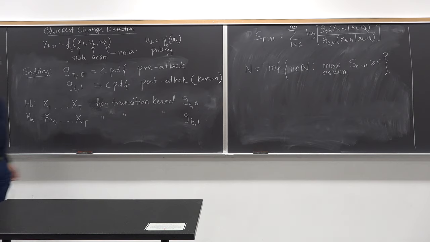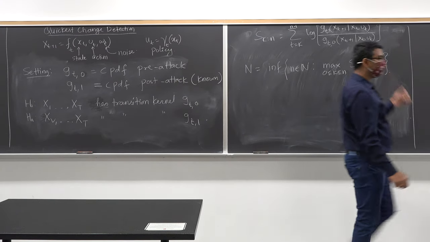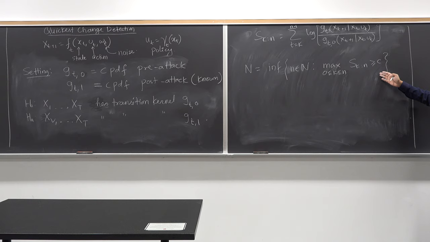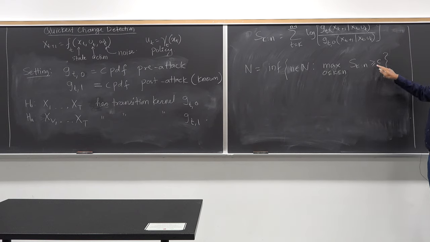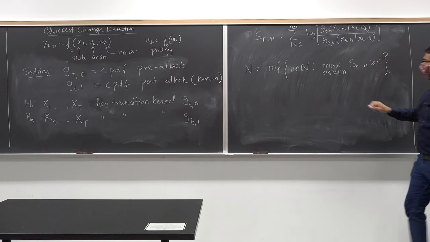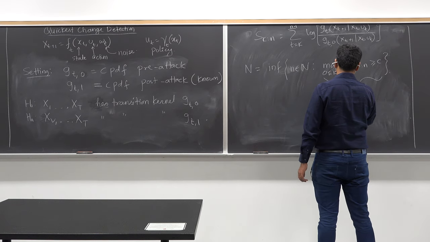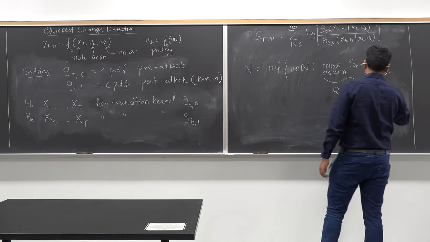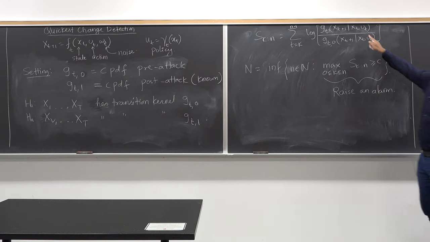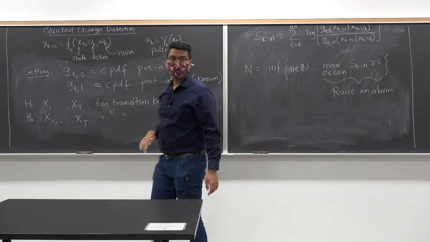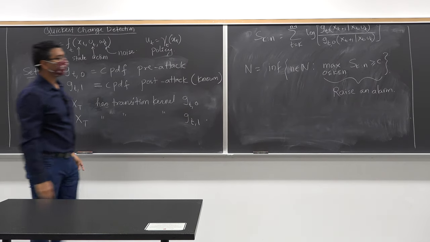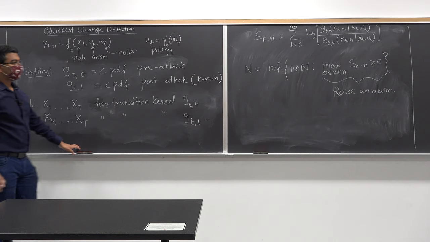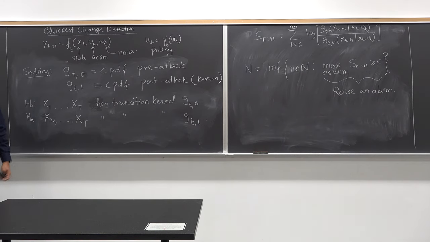So if there is no attack, with exceedingly high probability, this event will never occur, and so you will never raise an alarm. But if your max of this summation of log likelihood exceeds the threshold C, then you raise an alarm. And you can always replace this U_t with gamma_t of X_t. So if you already have a specific control policy, you can use that control policy there.